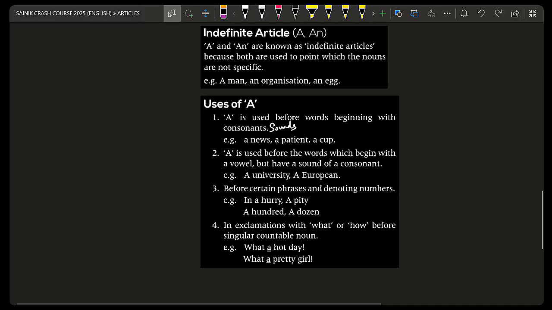No, no, no. There is no difference between vowel sound or consonant sound, because before specific things we are going to use only the. But for indefinite, not specific things, we can use a or an. Sir, before a proper noun we should use the. Before a proper noun? No.